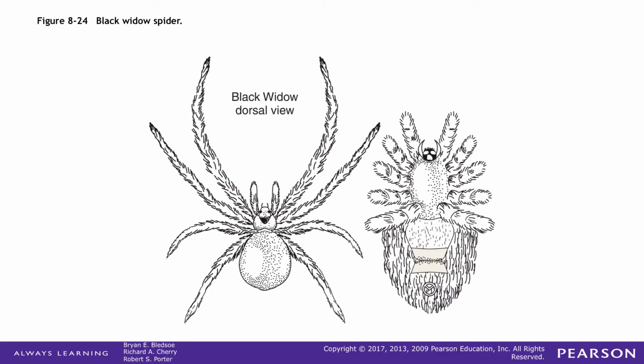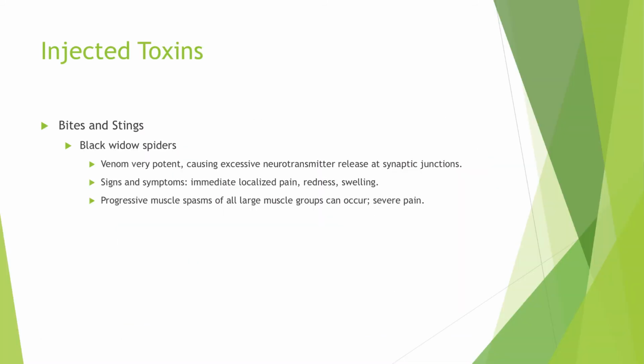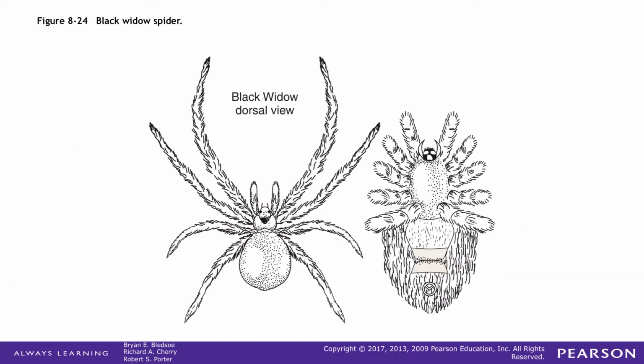There's a picture of it right there. It's kind of an hourglass figure, and it's very, very easy to see. The venom is very potent. It causes excessive neurotransmitters to be released, so it really screws up your neurotransmission. You get immediate localized pain, redness, and swelling, of course. Progressive muscle spasms of large muscle groups can occur with severe pain. Look at what that can do to us.